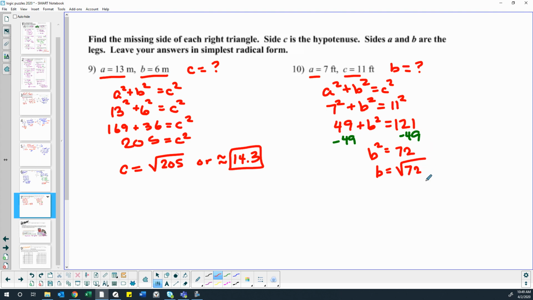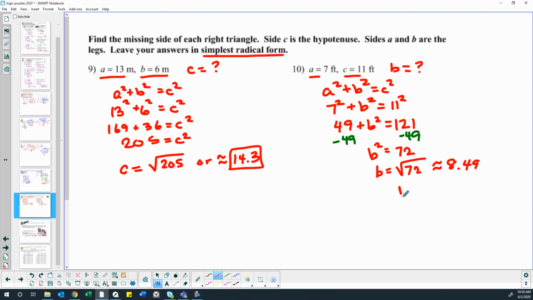Now this one I'm going to go ahead and show you how to simplify the radical. 72, if I put it in my calculator, square root of 72, I get a decimal, 8.49, or I could just call it 8.5, whatever, 8.49, 8.5. If I want to leave it in what's called simplest radical form, I wouldn't do the decimal like that.